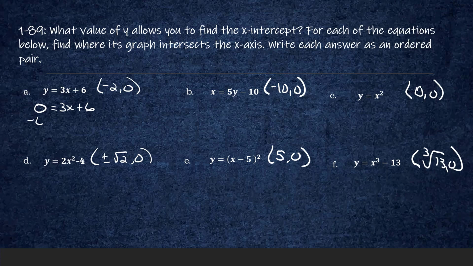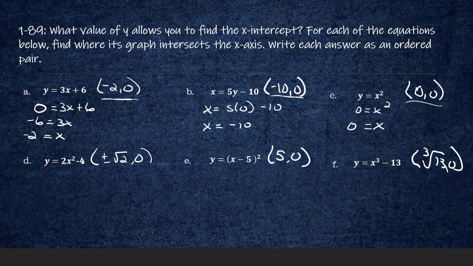So you'll see part A first, and how we solve down to x equals -2. So that means my y-intercept is -2, 0. You go to B, you plug 0 in for the y, and it takes you down to x equals -10, so that's your y-intercept. C is pretty simple because you're just putting the 0 in, so that means x has to equal 0. So you're at the point of origin with that particular y-intercept.